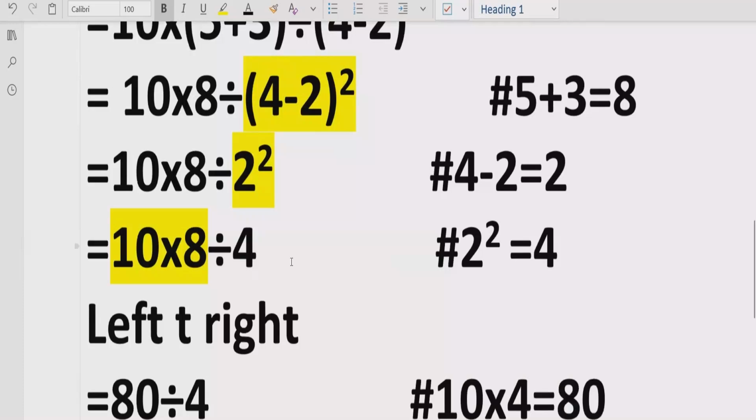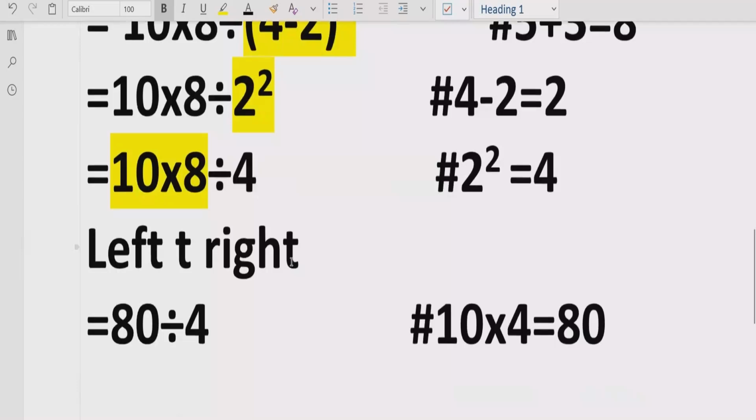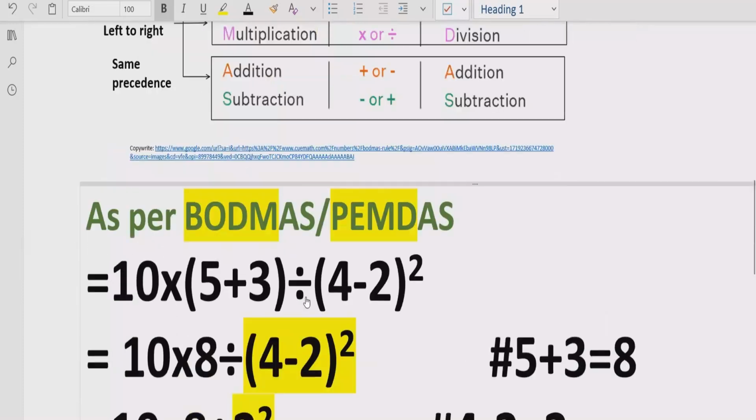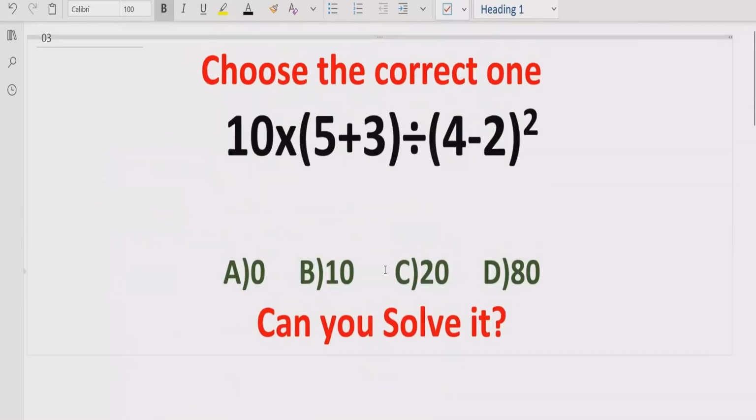Now move forward. We have here two terms, 80 divided by 4. So we will divide these two terms and the answer is 20. So the answer of the given expression is 20. If you see the answer list, answer C is the correct answer of this expression. So I hope you understand how you can solve the given expression using PEMDAS and BODMAS method and find out the correct answer. So that's it for today.